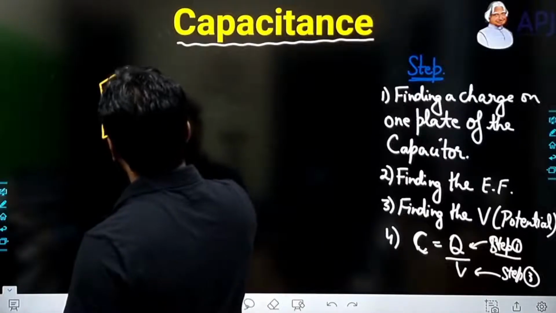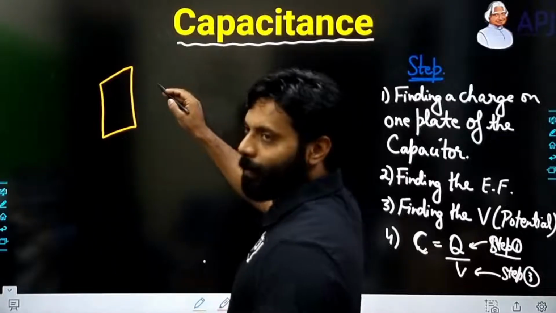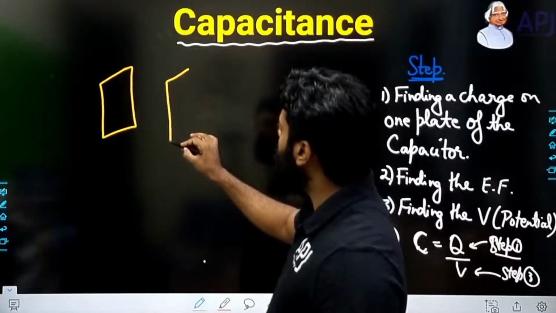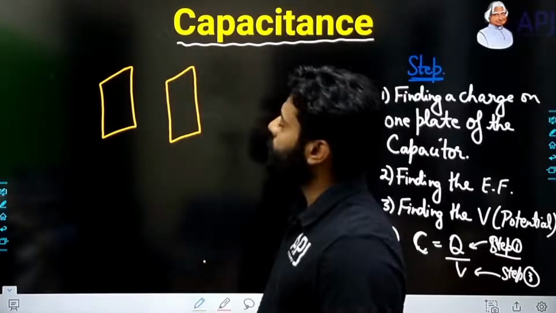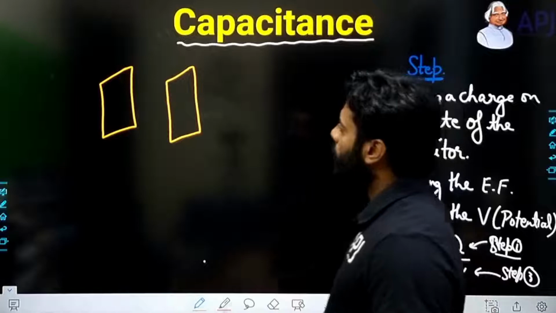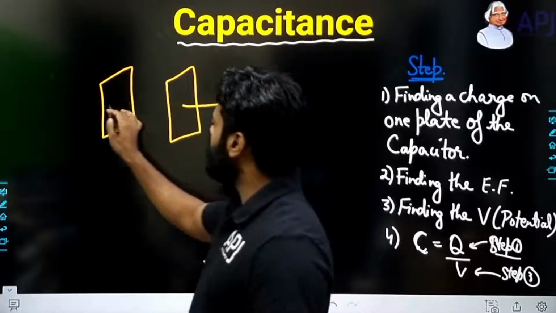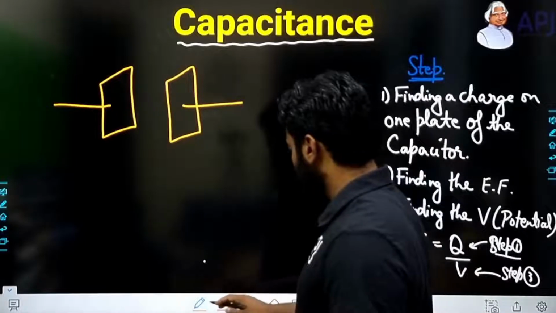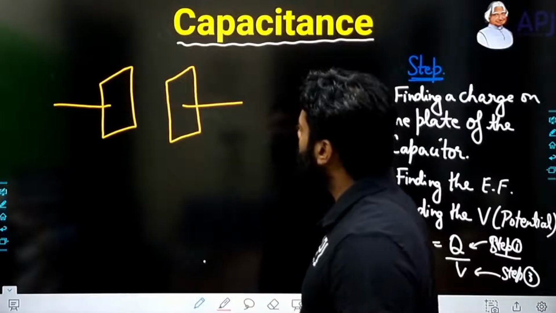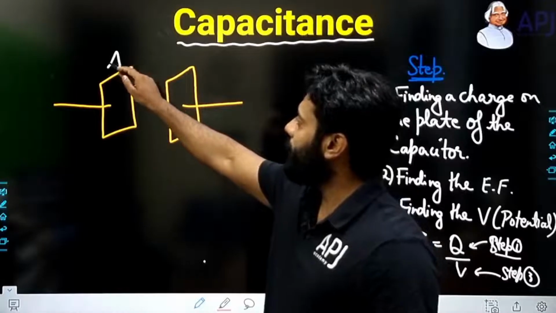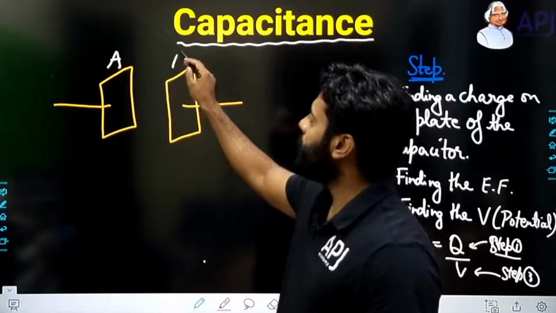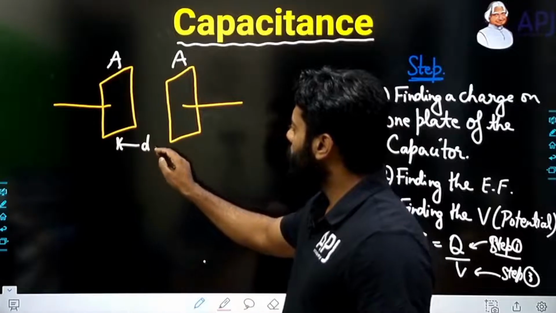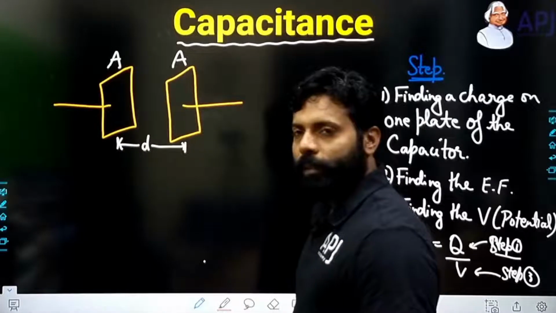that we have parallel plates. I am taking these plates as rectangles, but you can solve this question by taking any shape. You can also take these as circles. The answer will remain the same. So I'm assuming that this has area A, this also has area A. I am taking them symmetric to keep my derivation very simple. This is a distance D between them.